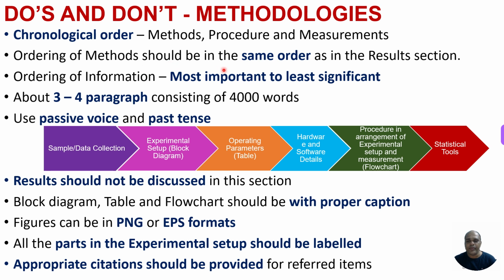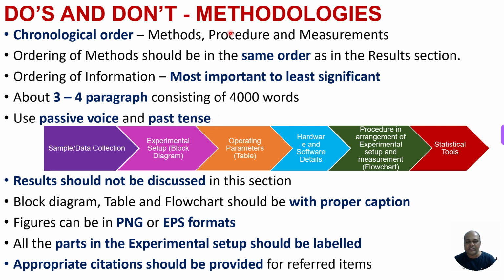Ordering of the methods should be in the same order as in the results section. So if I define method A, method B, method C, in the results also I should define the results from method A, results from method B and results from method C. So it should be in the same order. And for the ordering of information, we can put the most important information first and then start talking about the least significant information. So the most significant information should be defined first. About 3 to 4 paragraphs consisting of 4,000 words. And mostly try to use passive voice and past tense in your methodology section.